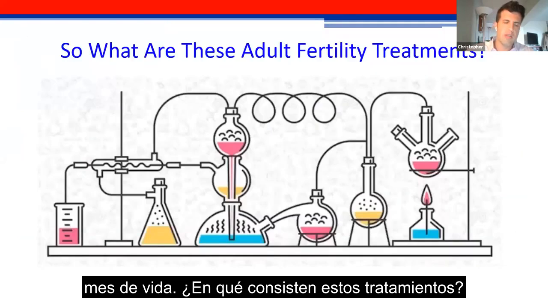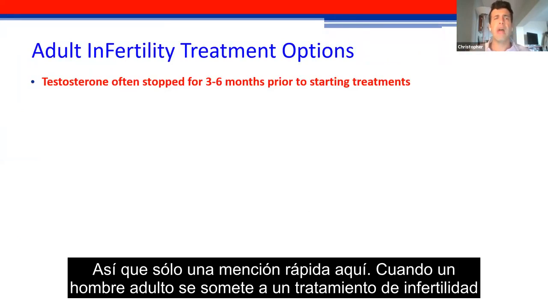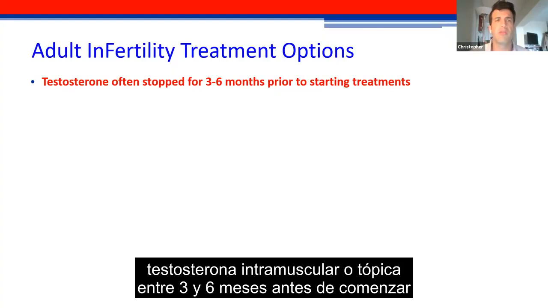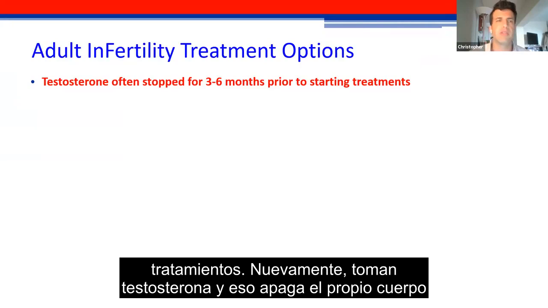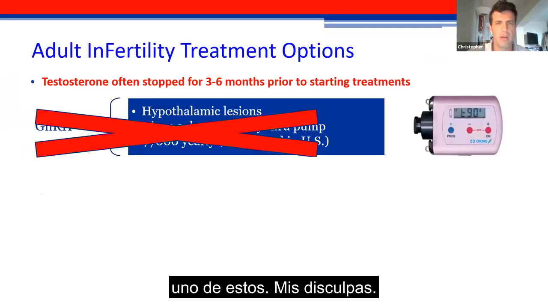So what are these treatments? So just a quick mention here, when an adult male is undergoing infertility treatment evaluations and is given the options, it's typically recommended that they stop their intramuscular testosterone or topical testosterone 3 to 6 months prior to starting treatments. Again, when they take testosterone, it kind of shuts down their body's own natural testicular function to make sperm. So they have to come off of it before they begin one of these.